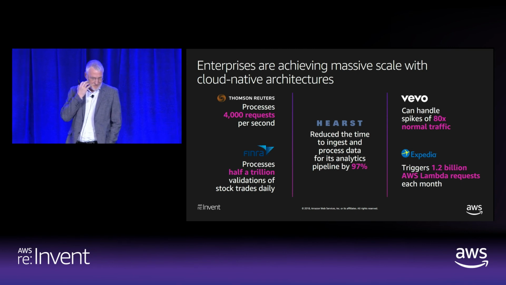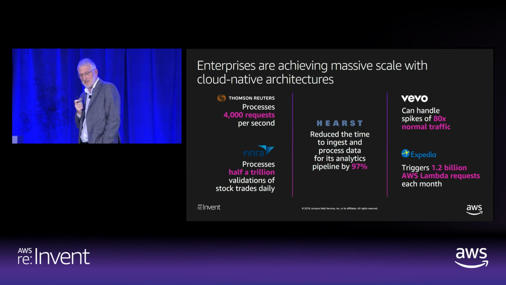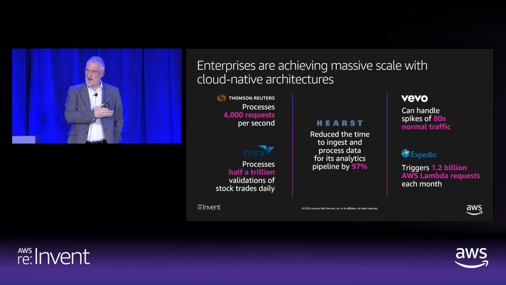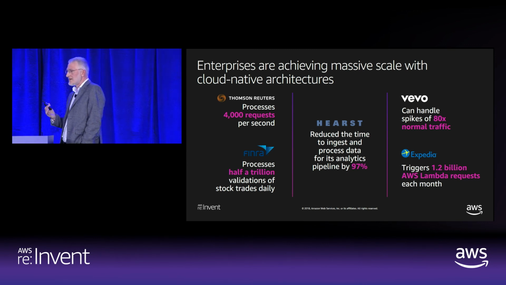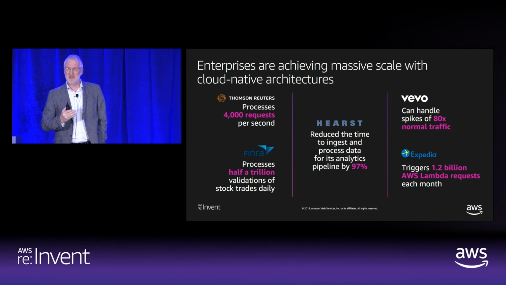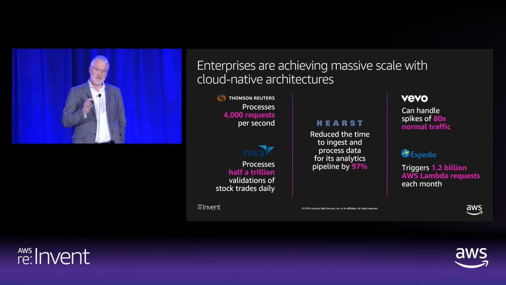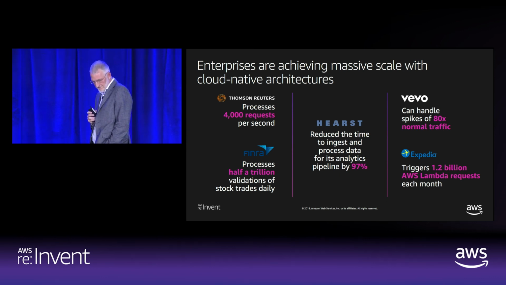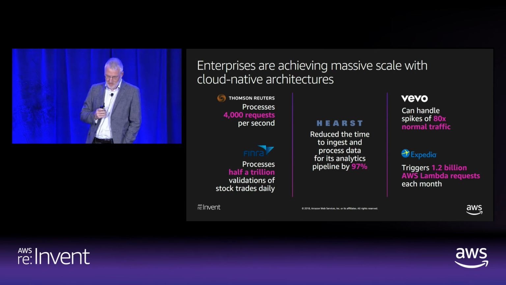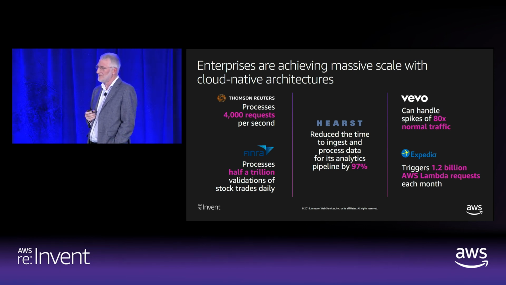And then there's many other examples. You look at Thomson Reuters. They process 4,000 requests per second for its product insight. FINRA, which has the responsibility of monitoring the stock trades in the US, processes half a trillion stock trades a day and monitors them for fraud or for any kind of irregularities. Expedia triggers 1.2 billion Lambda requests per month to manage their CI/CD platform.